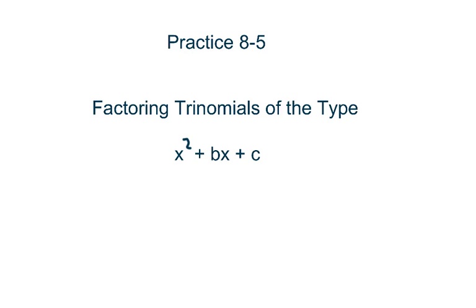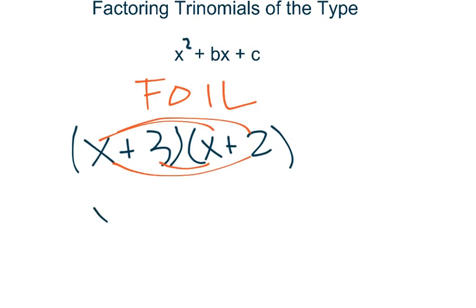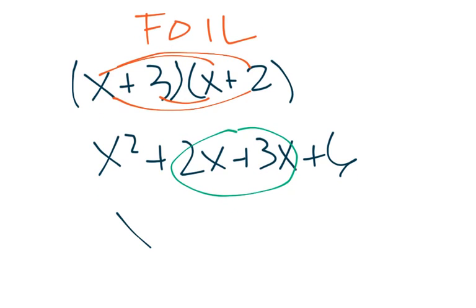Practice 8-5, factoring trinomials of the type x squared plus bx plus c. If you remember a couple of lessons ago, we learned about FOIL, which is how you multiply binomials. So if you have x plus 3 times x plus 2, you would do first, outer, inner, last, and you would end up with x squared plus 2x plus 3x plus 6. And when you add your like terms, you would end up with x squared plus 5x plus 6.